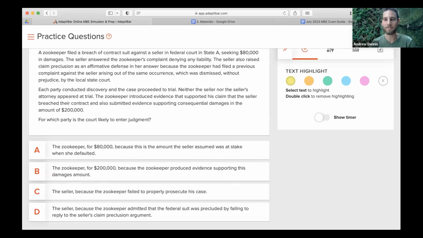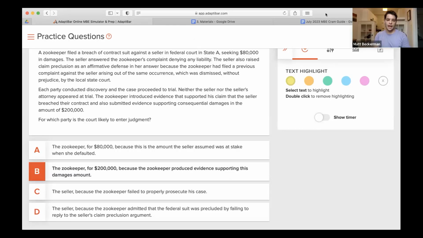Okay. Pretty even split. Most people think the zookeeper is going to prevail here. Matt, is there any chance that I could put you on the mic and you could walk us through this question? I put B, which is what I hope is the answer. And what was your rationale? Yeah, so A is the zookeeper for $80,000, because this is the amount that the seller assumed was at stake when she defaulted.